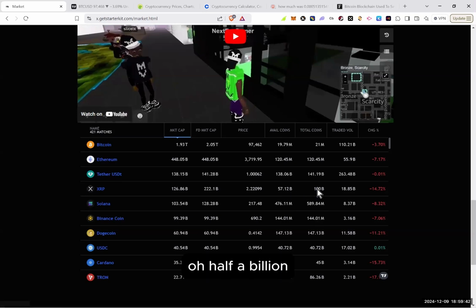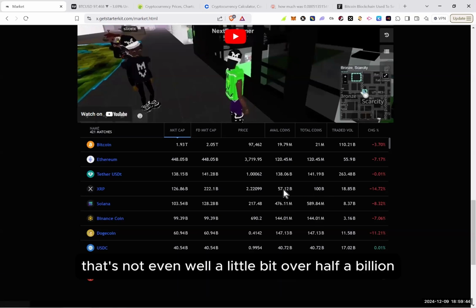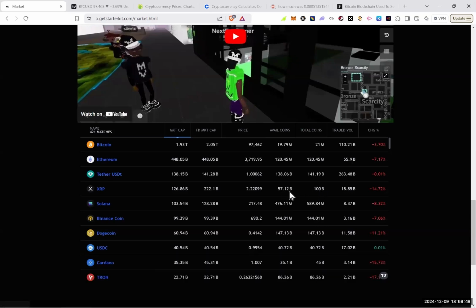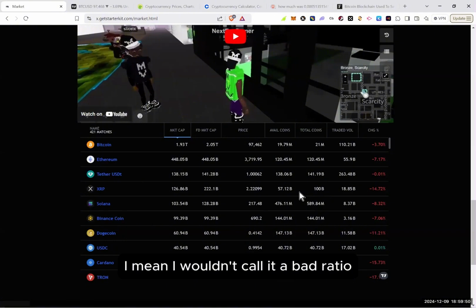A little bit over $500 million. That's not even out yet. I wouldn't call that a bad ratio. I just have to see how things play out. Now, all of this is for today as well. This is going off daily.